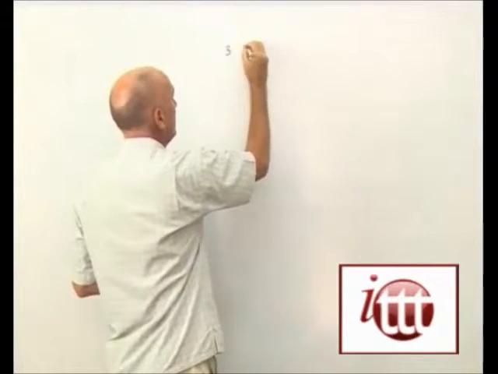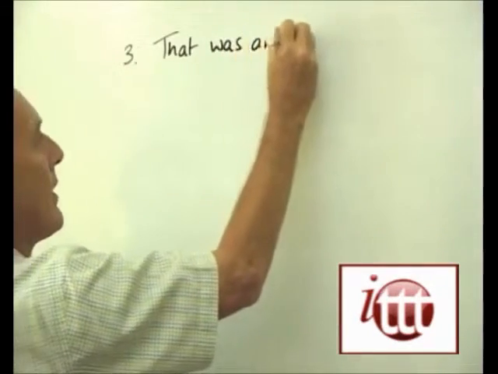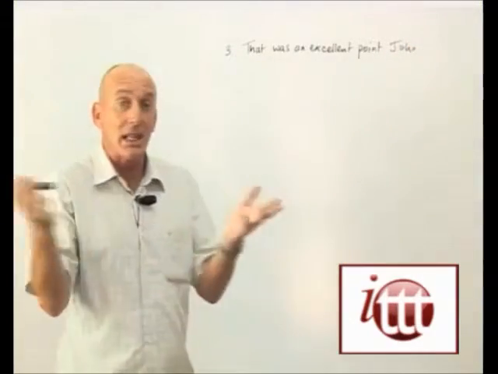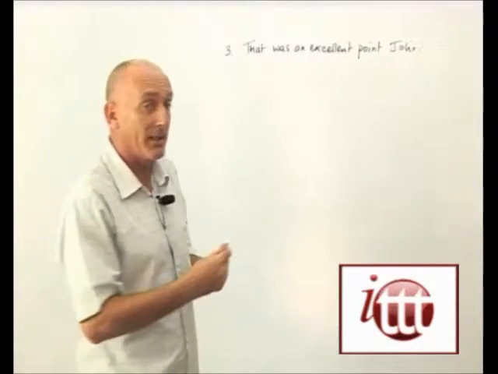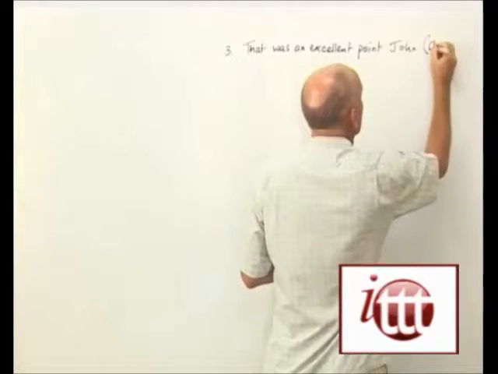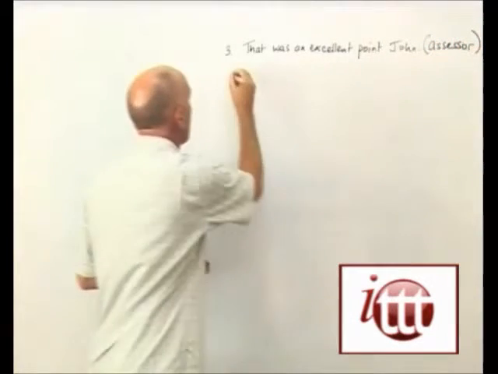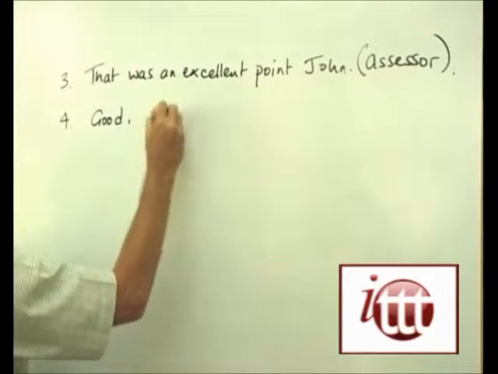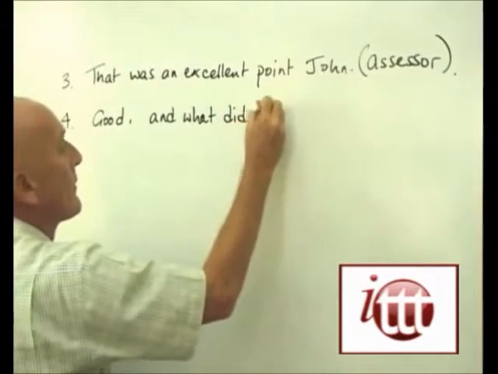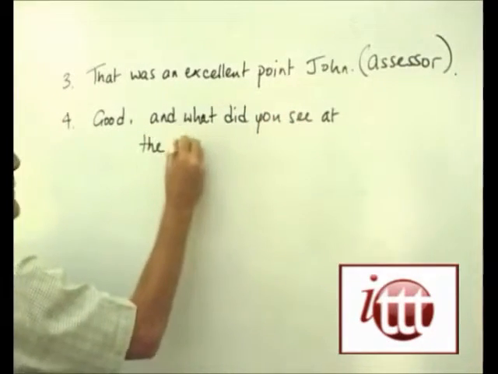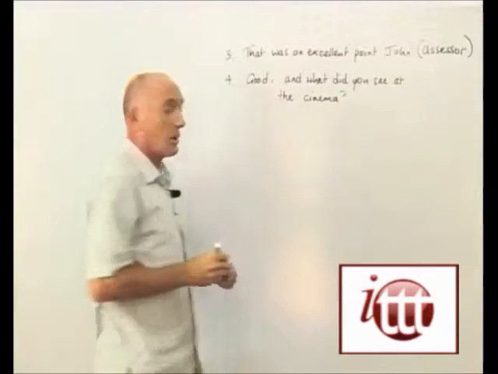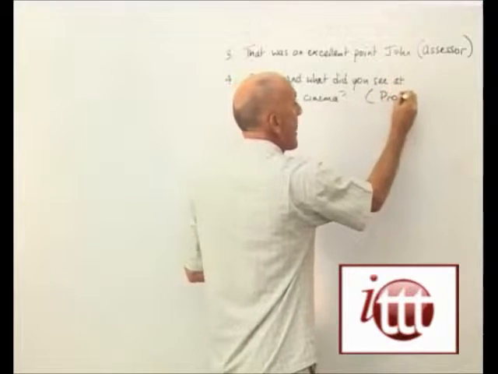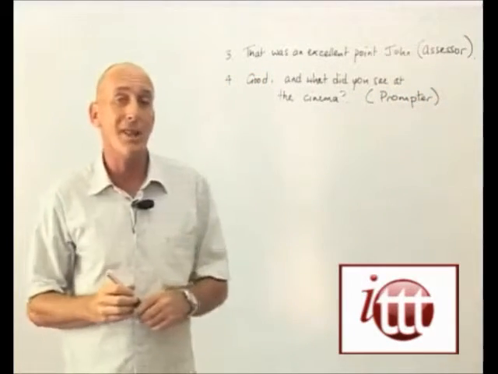Third example. You may say something like, "That was an excellent point, John," and what he's doing there is acting as an assessor to the information that he's been given. For our fourth example, something like, "Good, and what did you see at the cinema?" So what we're doing here is we're moving information along, and the teacher is acting as a prompter of information.